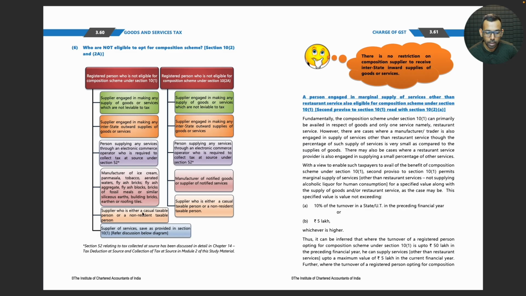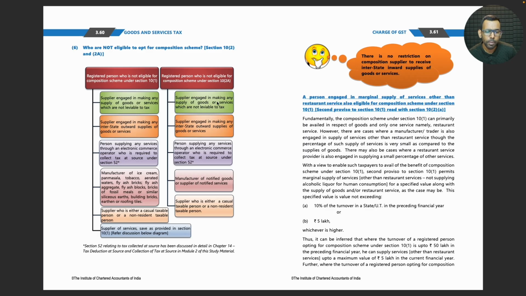A supplier who is either a casual taxable person or a non-resident taxable person, and a supplier of services save as provided in section 10 subsection 1, is not eligible. Under 10 subsection 1, a supplier of services cannot take registration. Now, a registered person who is not eligible for composition scheme under 10 2a.